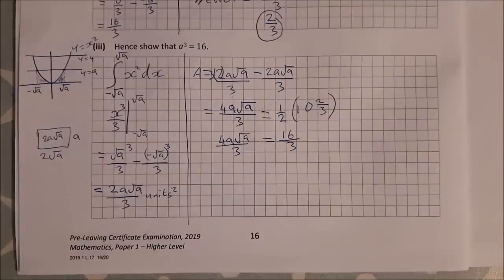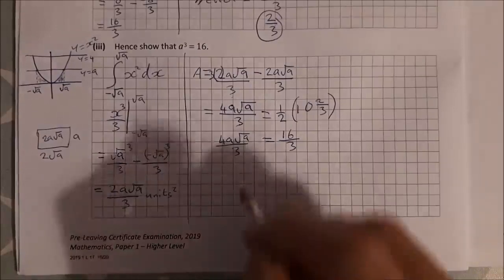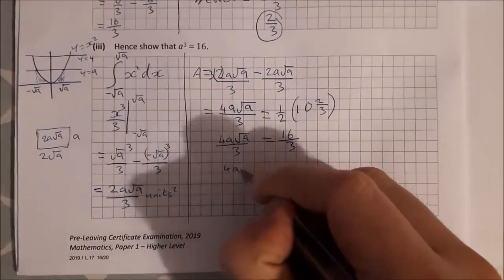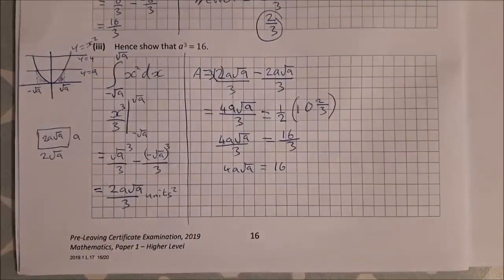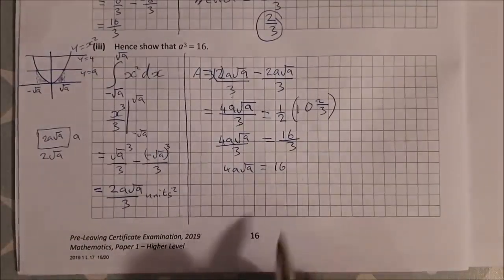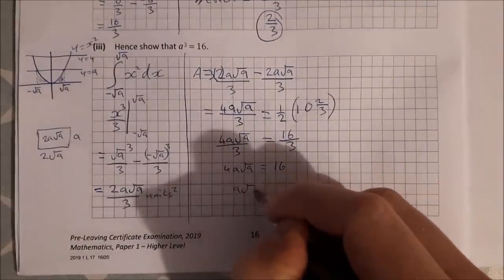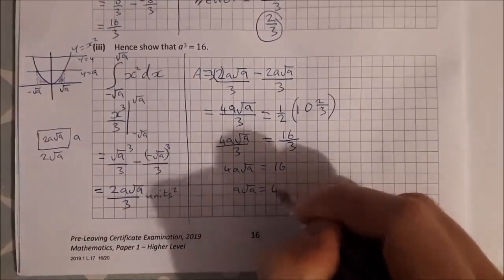So we can just solve this now. Multiply across by 3, you get 4a root a is equal to 16. We can divide across by 4, so a root a is equal to 4.